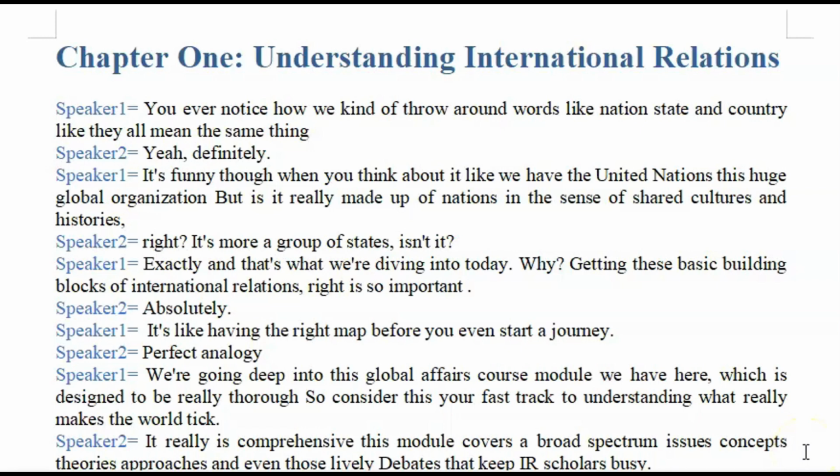Exactly. And that's what we're diving into today. Why getting these basic building blocks of international relations right is so important. Absolutely. It's like having the right map before you even start a journey. Perfect analogy. We're going deep into this global affairs course module, which is designed to be really thorough. So consider this your fast track to understanding what really makes the world tick.